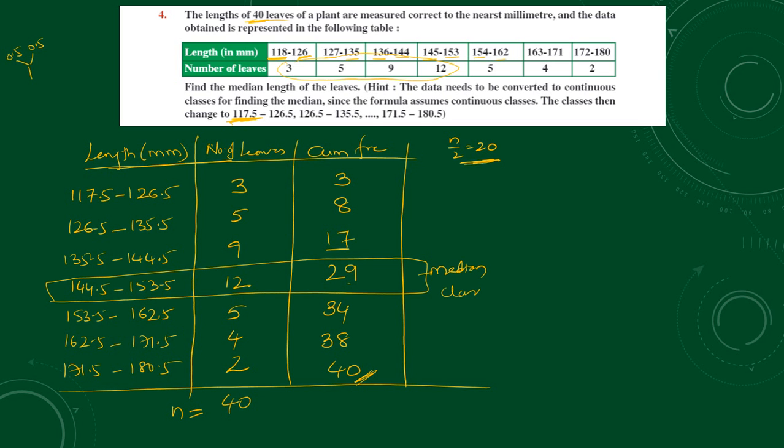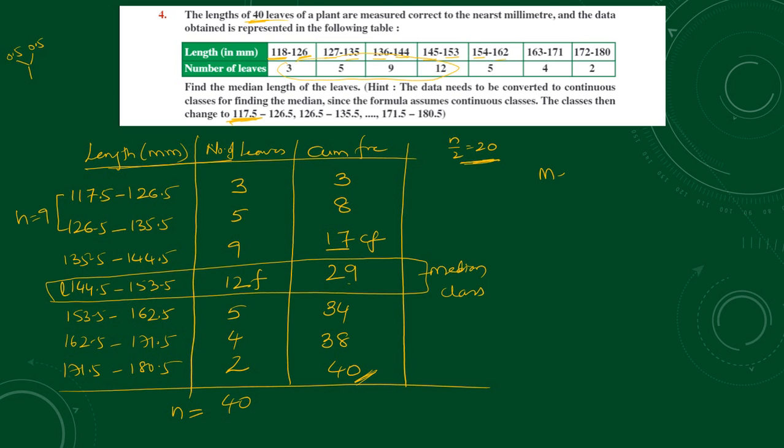Since we have identified the median class, this is F, this is L, this is CF, and what is the height of the class? So 0.5 can be cancelled. 126 minus 17 is 9. So h is equal to 9, we got.